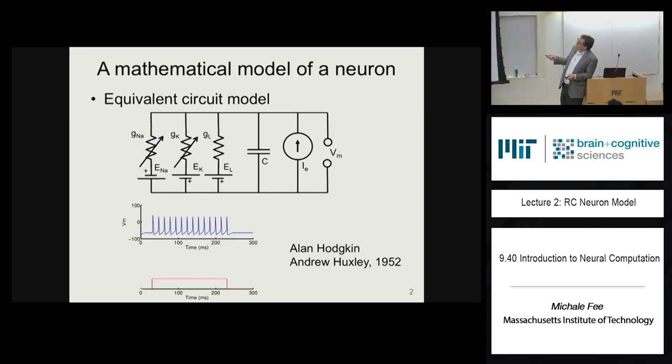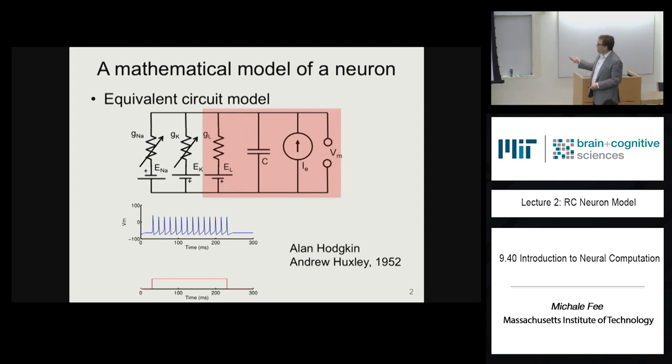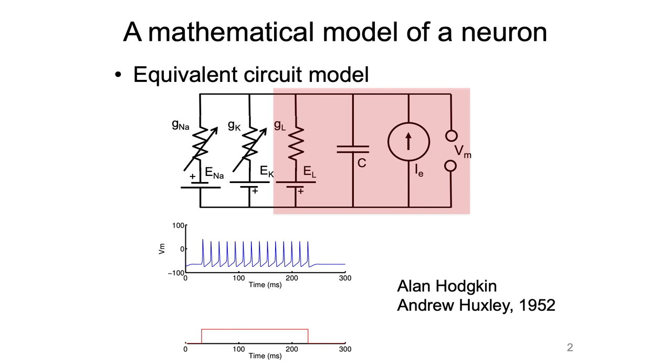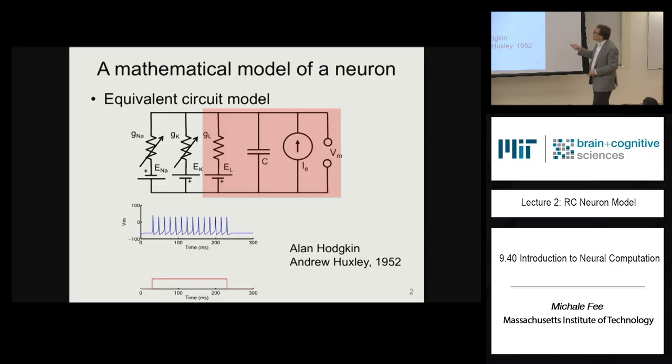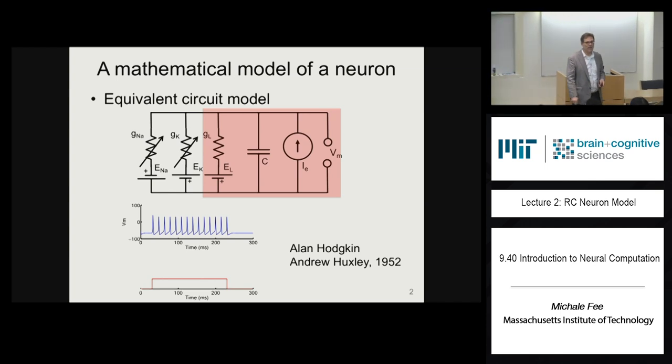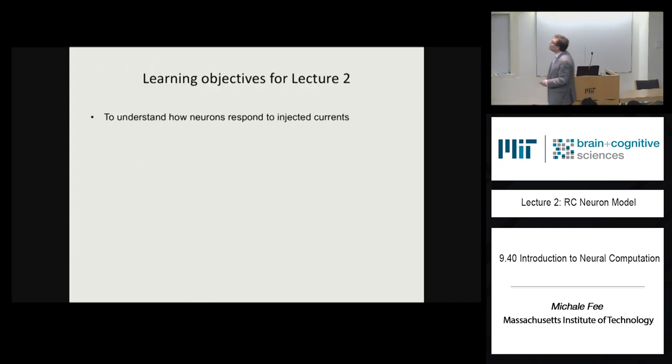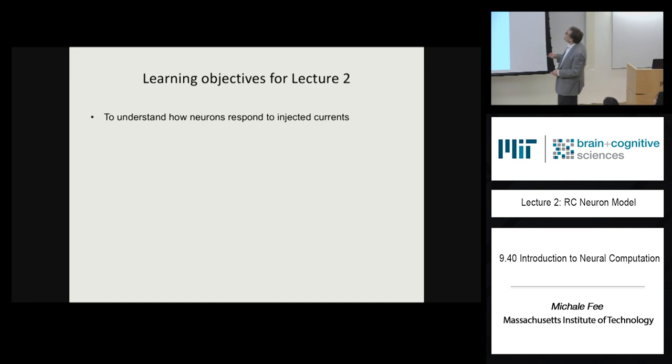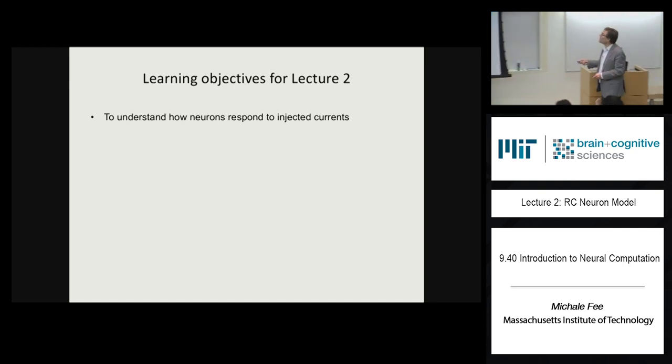We're going to essentially continue describing and motivating the different components of the circuit. So today we are going to get through the process of introducing a voltage measuring device, a current source, a capacitor, a conductance, and we're going to start introducing a battery. Okay, so here's what we want to accomplish today.